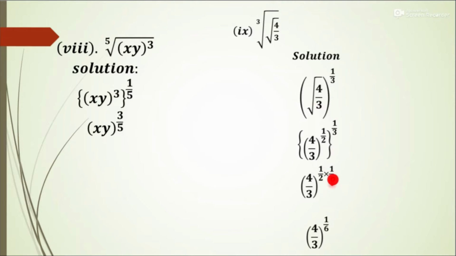Now, with the same base, we can multiply the exponent powers: numerator with numerator and denominator with denominator. 2 multiplied by 3 is 6, 1 multiplied by 1 is 1. This is the pure form of the exponential form.